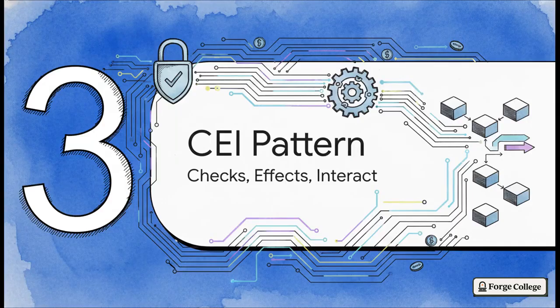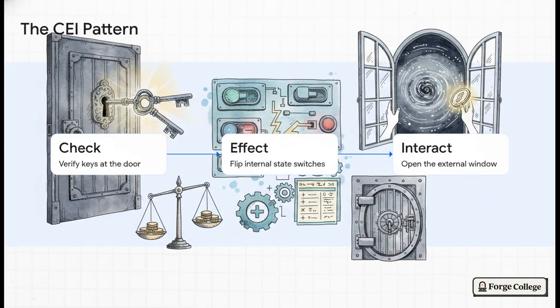Which brings us perfectly to Section 3, checks, effects, interactions, better known as the CEI pattern. Here is exactly how this temporal ordering works in your code. Step 1 is the check. You verify the keys at the door. Does the caller have the right balance? Are they even authorized? Step 2 is the effect. You flip the internal state switches, decrease the balance, update your accounting. And step 3 is the interaction. You open the external window to make that external token transfer.